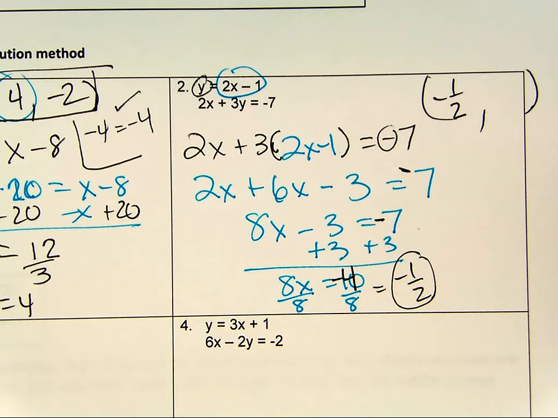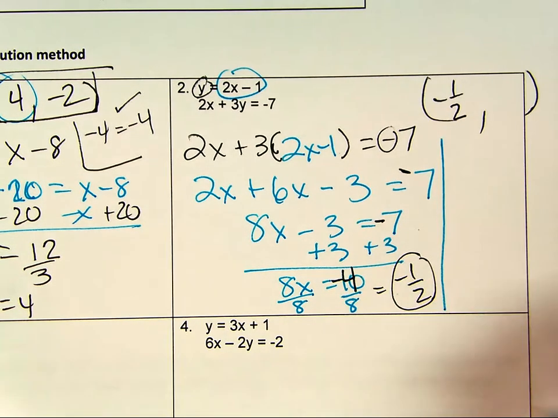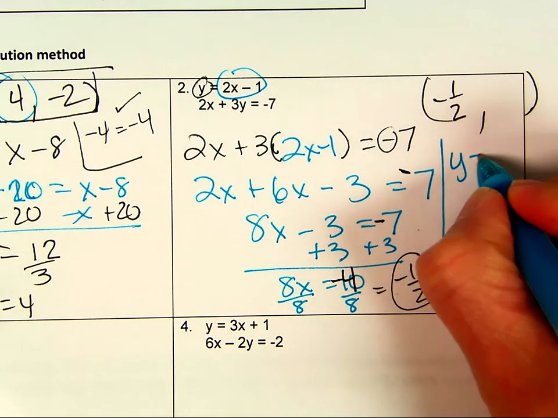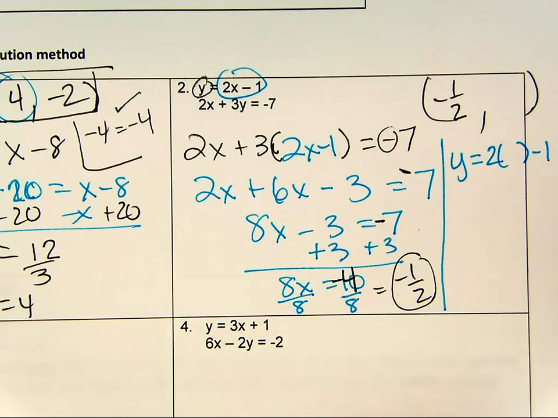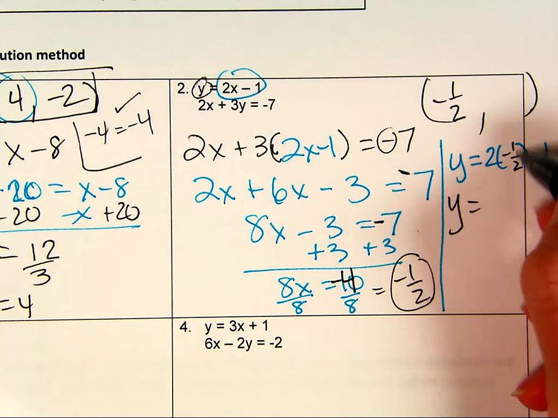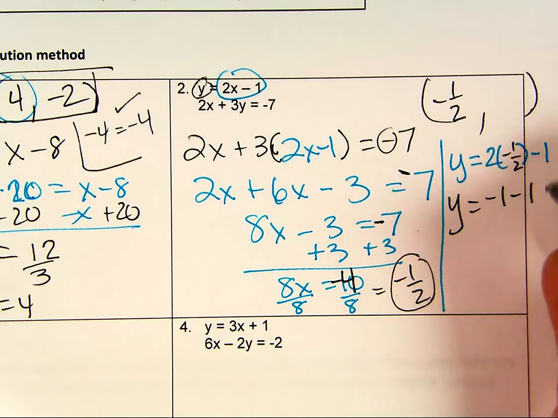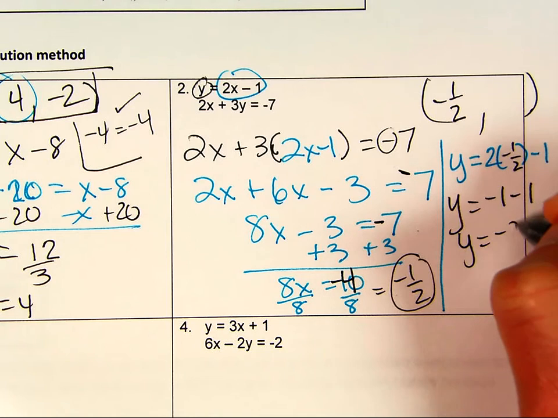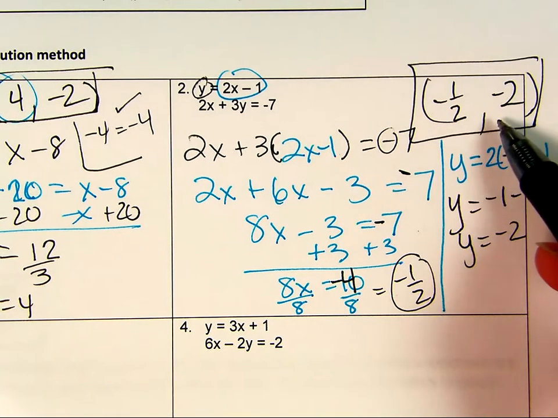So now let me plug it back in for y and see what I get for y. So I'm going to make a line here so you can see that I'm doing something different over here. Y equals 2 times x minus 1. I'm going to put what I just got for x in and see what I get out for y. So negative 1/2 times 2 is negative 1, and a negative 1 minus 1 would get me a negative 2. So I think this is my answer, but to double check for sure, I'm going to plug it in right here.